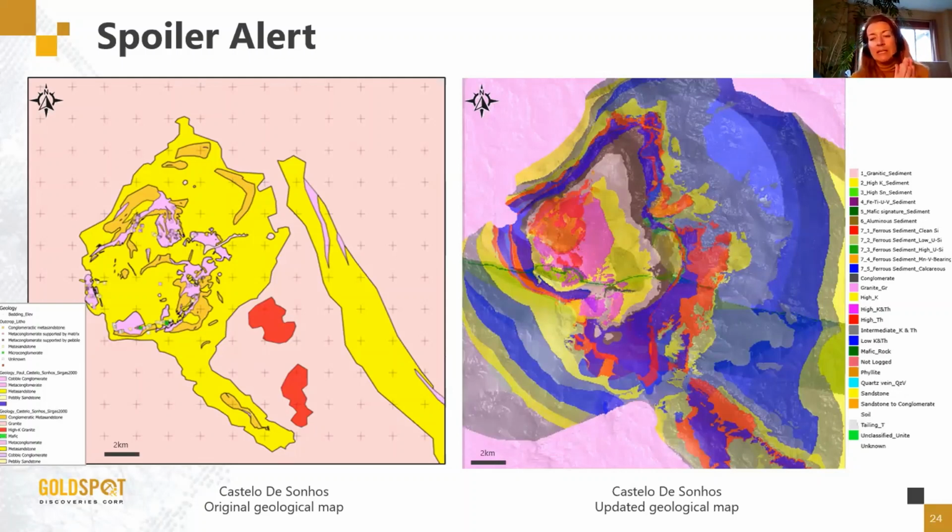But what was really interesting at Castelo de Sonhos, what really cracked that nut was geochemistry. And specifically, it was strong acid. So Tristar has a huge collection of gold assays from across the project area. And when we got involved, when Goldspot got involved, they were just starting to routinely collect aqua regia data as well.